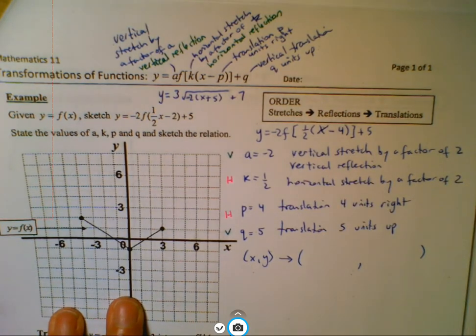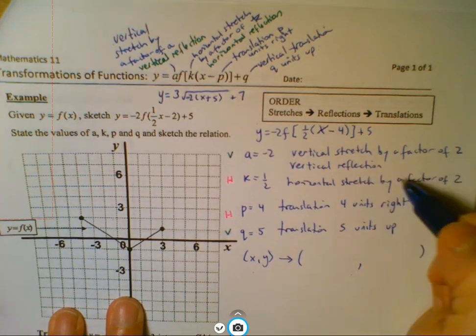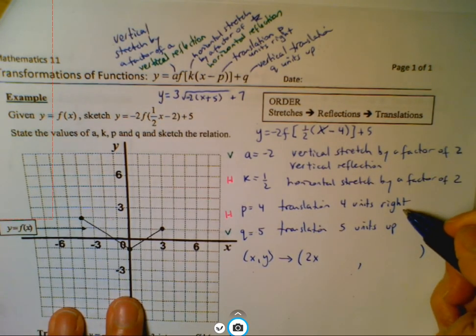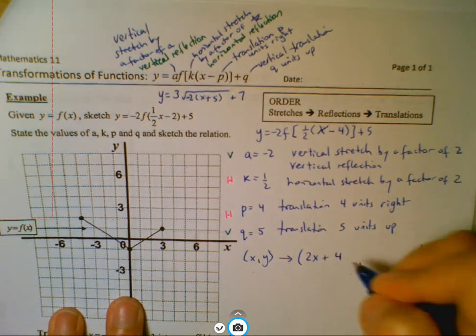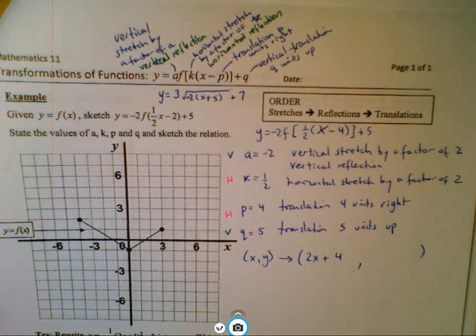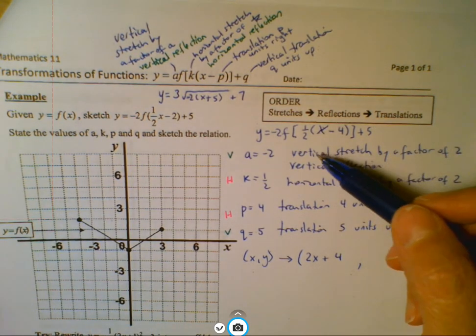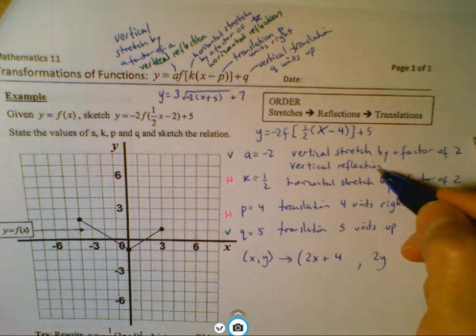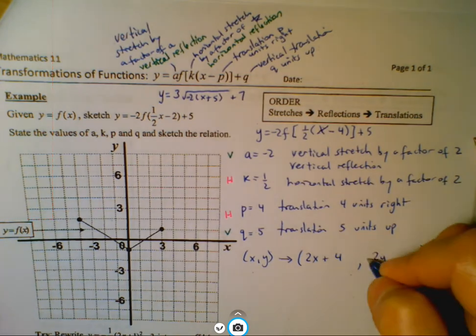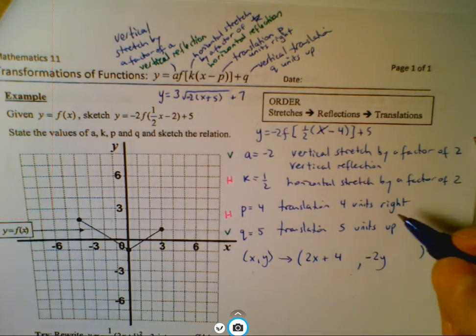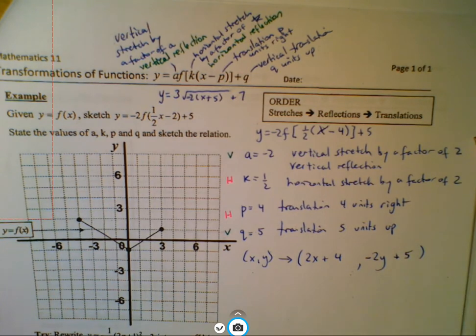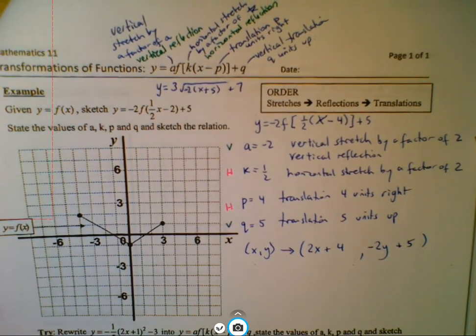So I'm going to have a horizontal stretch by a factor of 2. So I'm going to multiply the x's by 2, and then I'm going to add 4 units. So that's going to be my new x's. For the y's, I'm going to have a vertical stretch by a factor of 2, but I also have a vertical reflection. So I need to multiply by the negative 1, and then I have 5 units up. Right, and so now I have a mapping rule for all transformations together.